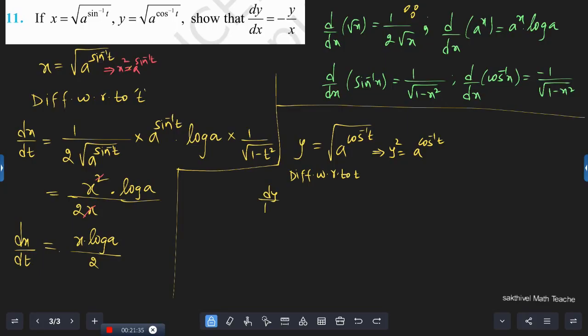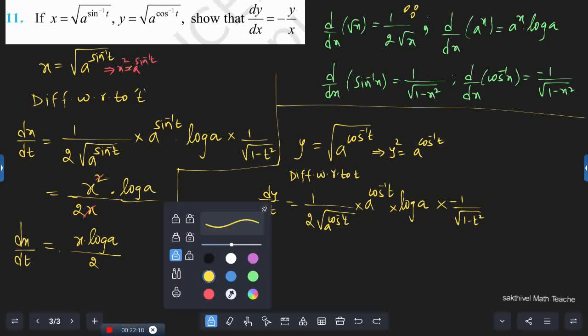Dy divided by dt is equal to 1 divided by 2 into the question, means a power cos inverse t. Now a power cos inverse, when you differentiate, this formula a power x formula, so a power cos inverse let it be as it is into log a. Multiply. Now the derivative of cos inverse is minus 1 divided by square root of 1 minus t square.